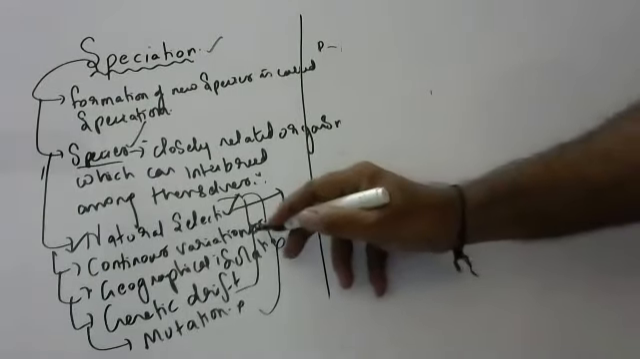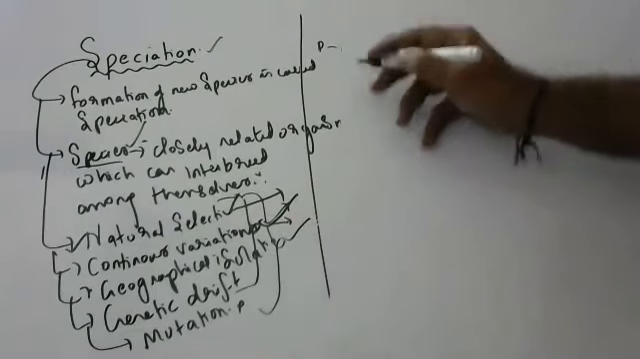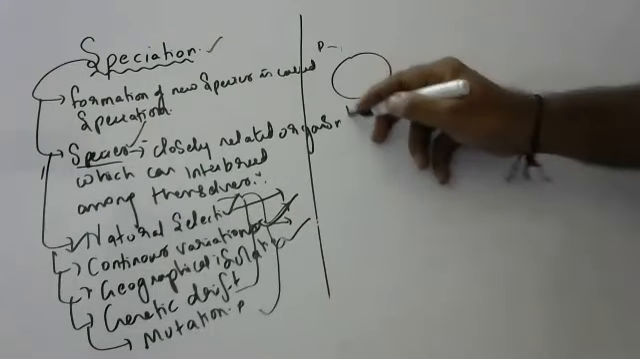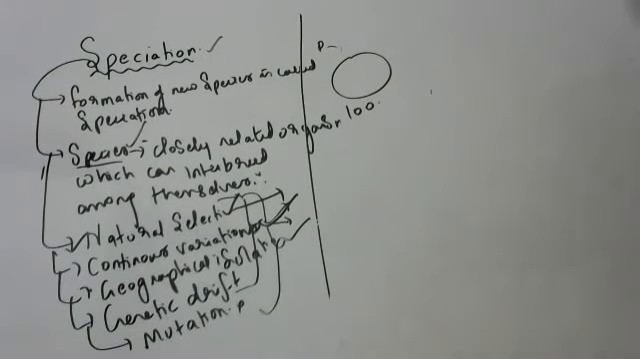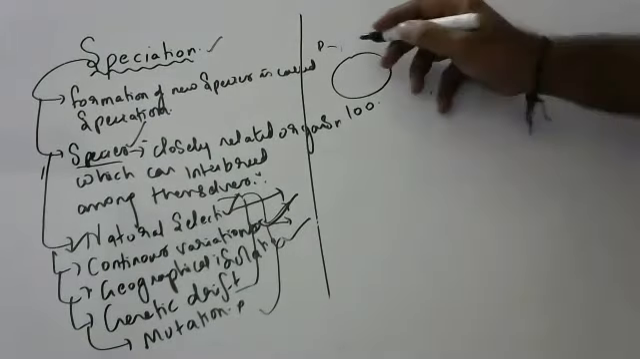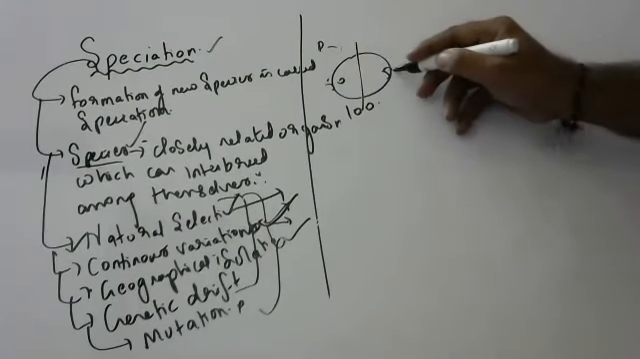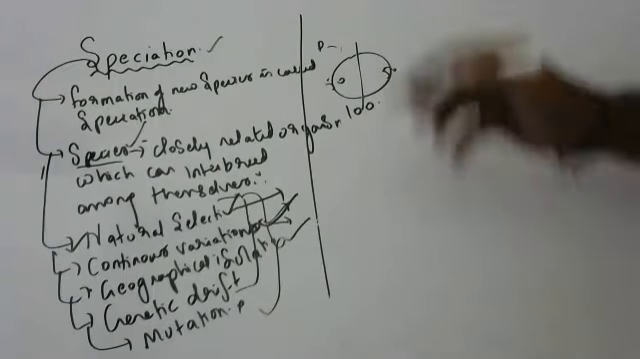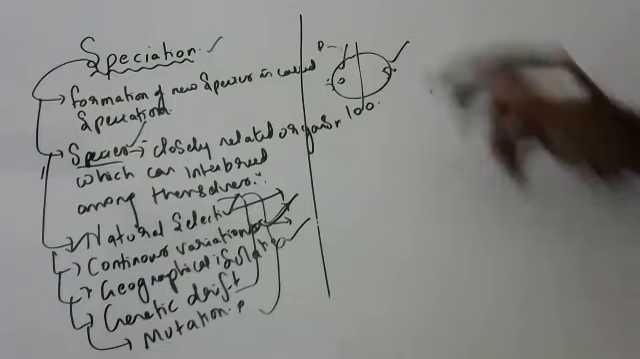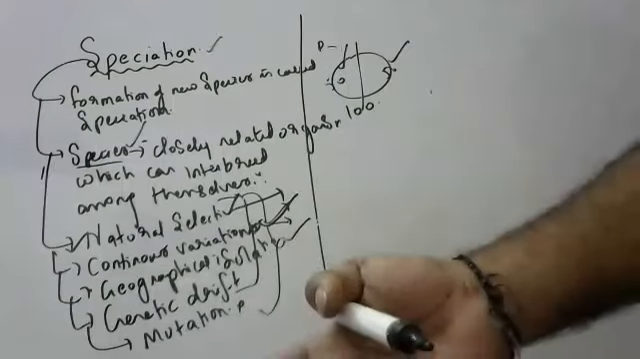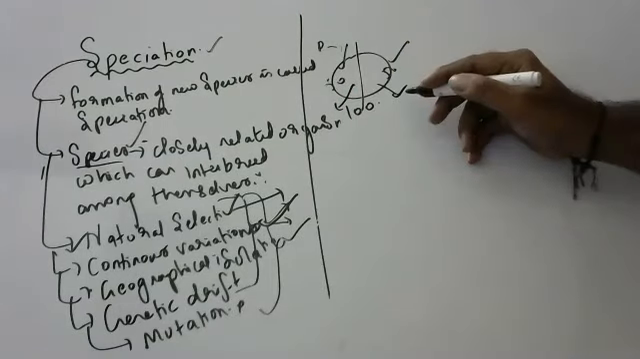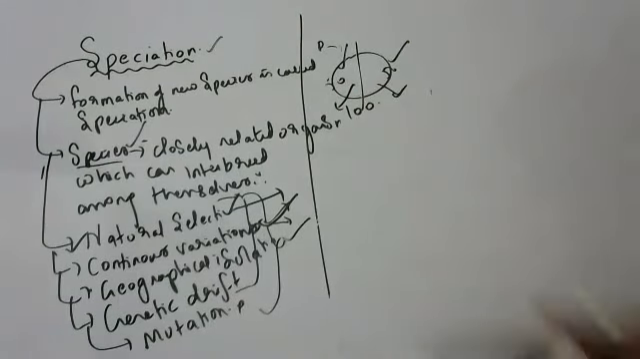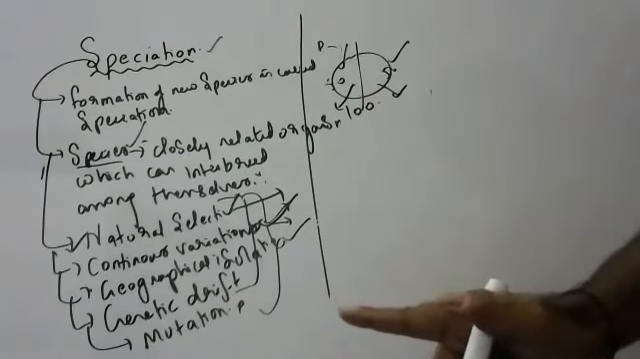Next, geographical isolation. What is isolation? Imagine a group of 100 people. Due to some earthquake or disaster or migration, 50 people stayed here, 50 people stayed there. After millions of years, this will become a new species, and this will become a new species. It is not compulsory, it may or may not happen. That is isolation.